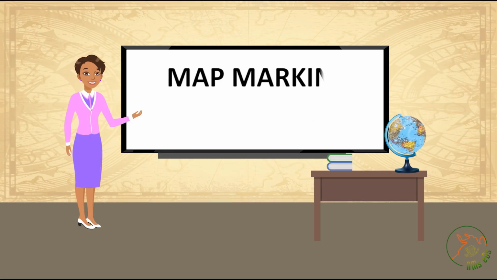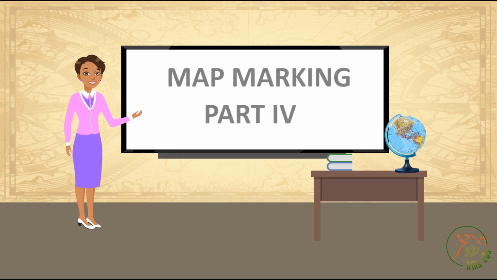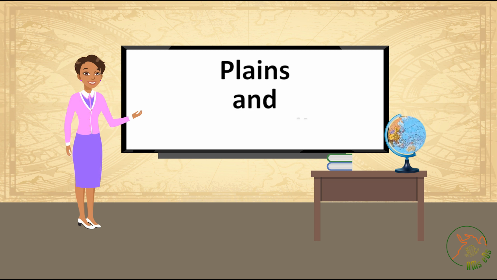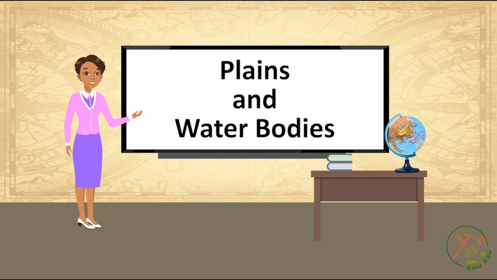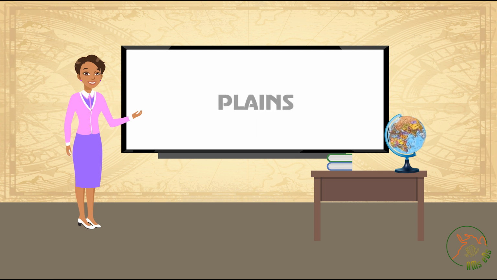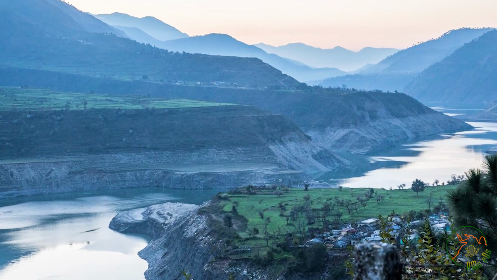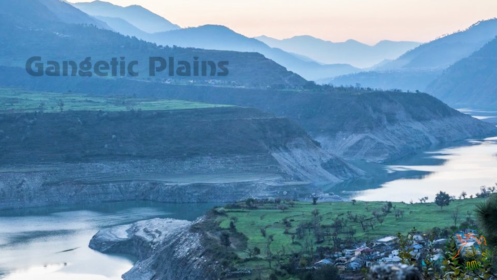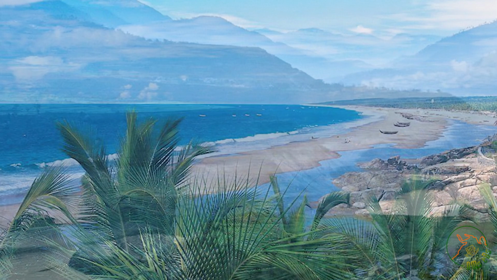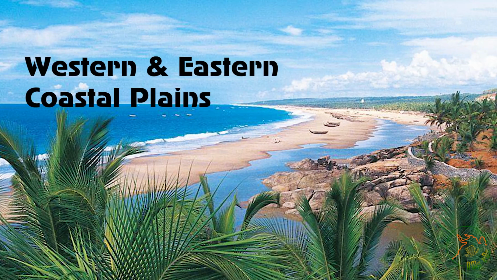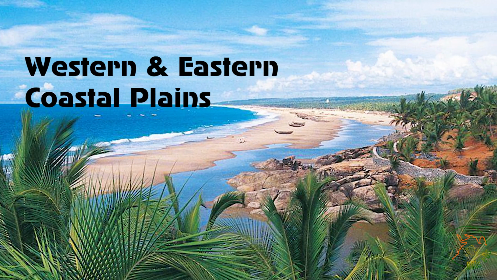In this map session, we shall learn how to mark, shade and label the different plains and water bodies. Let's check out the plains first. We can divide them roughly into the plains in the north, that is the Gangetic Plains, and the plains in the south that comprise the western and eastern coastal plains.